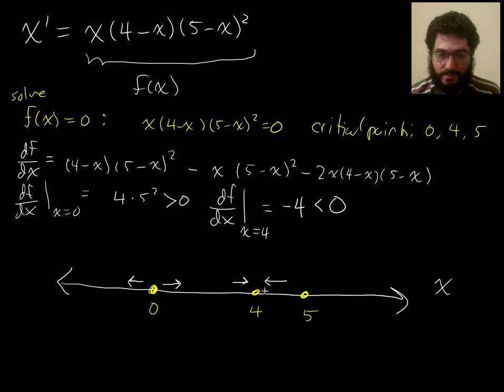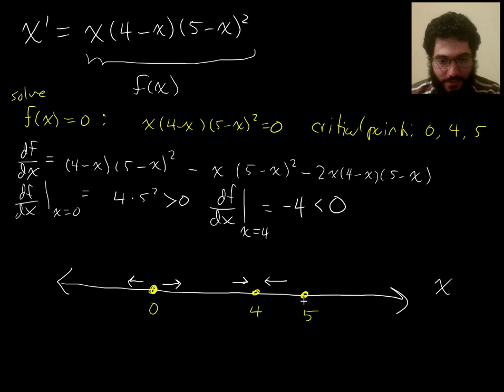Then x prime. Okay, when x is 4, x prime is 0. Right? When x is 4, x prime is 0. And if you increase x, then x prime will decrease, which means it will become negative. It will become less than 0. And if you decrease x, then x prime will increase, which means x prime will become positive. So x would be increasing.